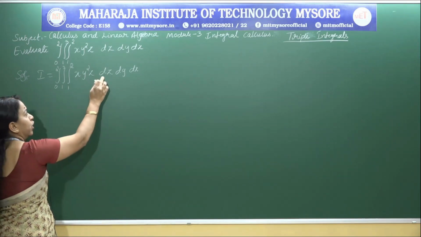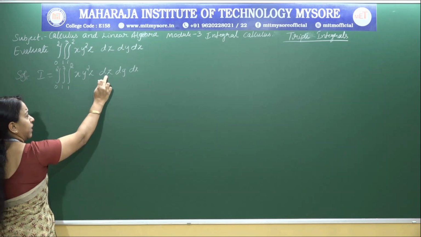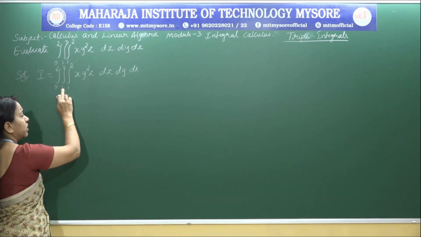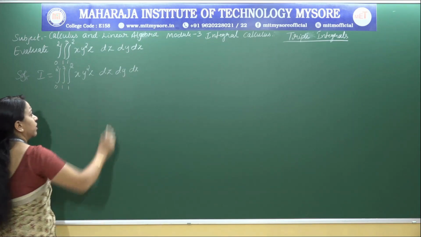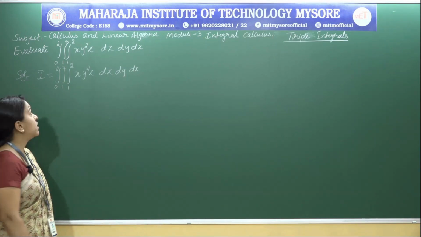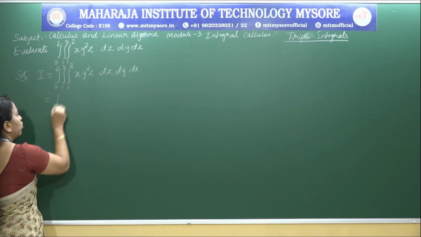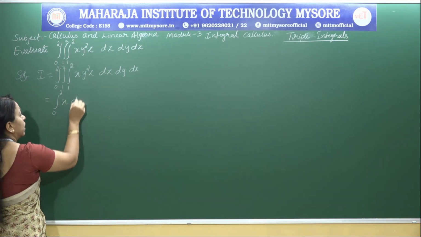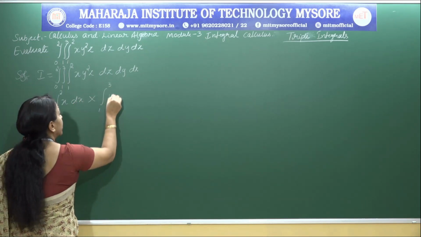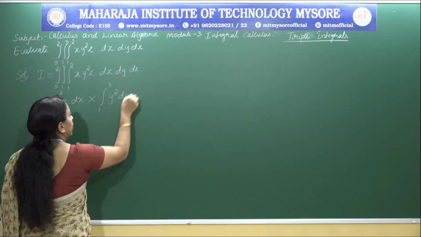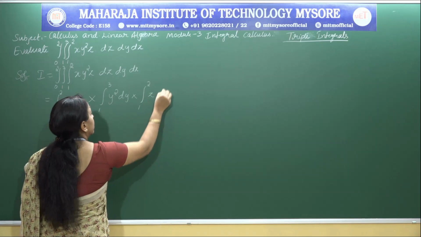So before splitting, the inner integral limit stands for z because we have dz here. The second one is for y, which varies from 1 to 3, and then the outer limit is for x, that is x varies from 0 to 2. So I can write this as the integral 0 to 2 of x dx, into the integral 1 to 3 of y square dy, into the integral 1 to 2 of z dz.